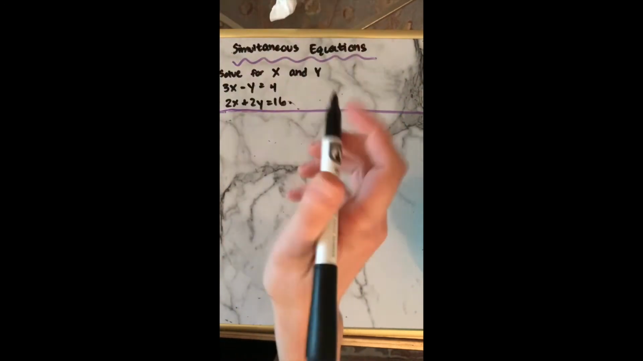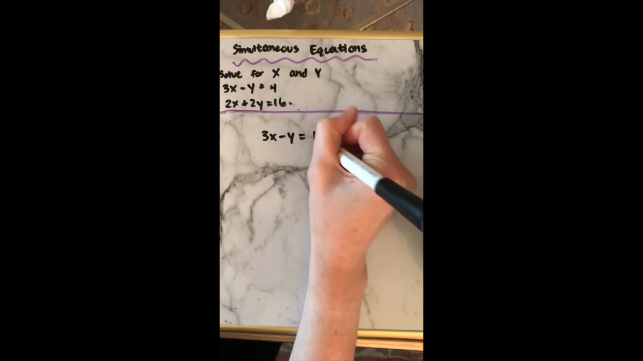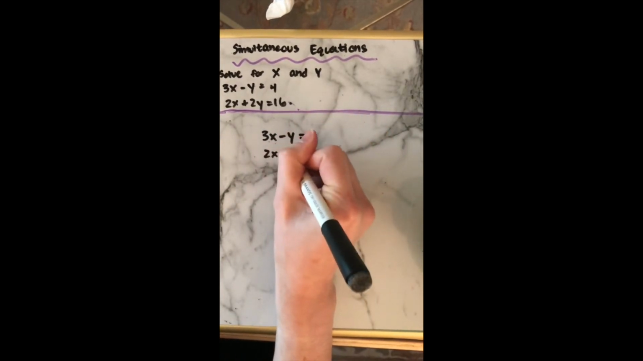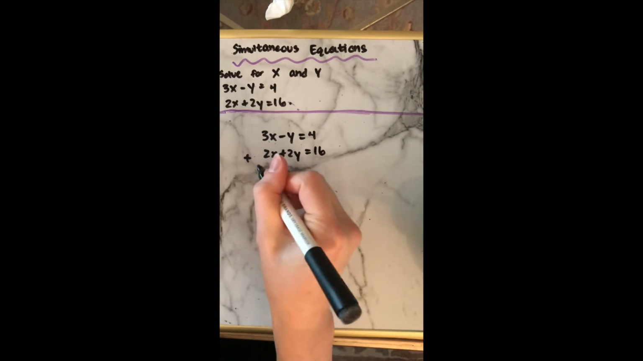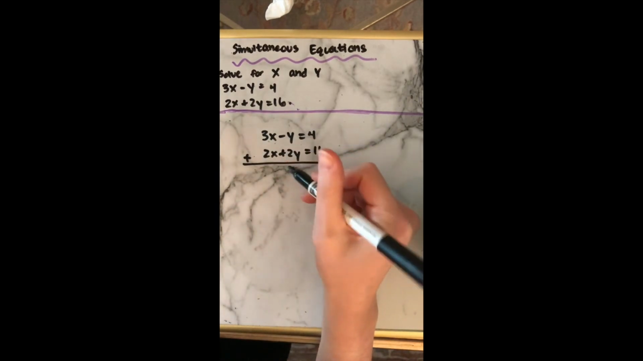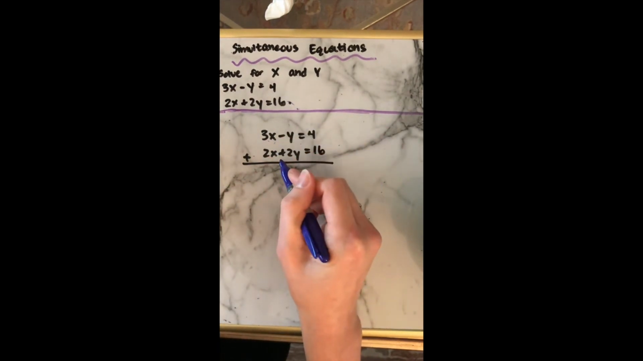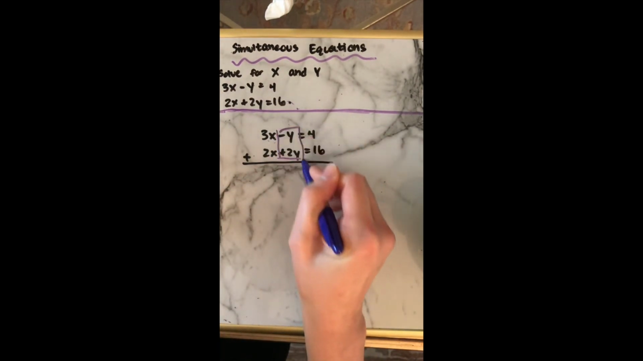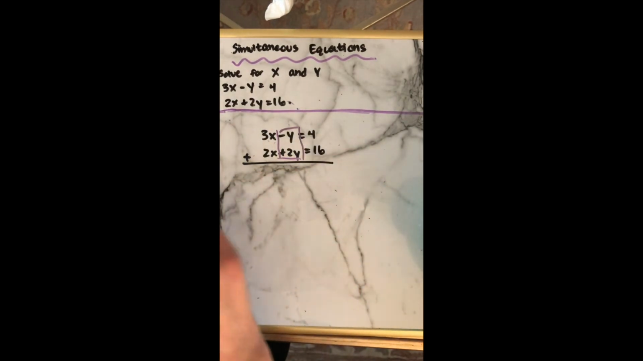So this is the second method. Let's write out our two equations that we were given. 3x minus y equals 4 and 2x plus 2y equals 16. The goal with this method is we're going to be adding our equations together, and we're going to want to cancel out one of our variables. It may not be easy to see how we can do that, but if you look at minus y and plus 2y, if there were a minus 2y here, we could easily cancel these out when added together, right? But there is no 2y.